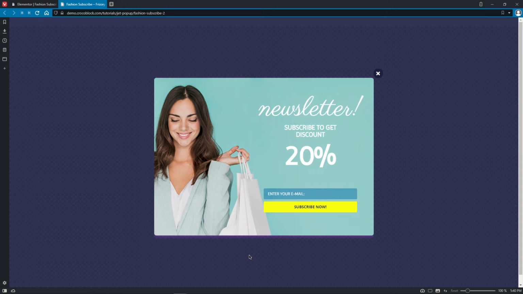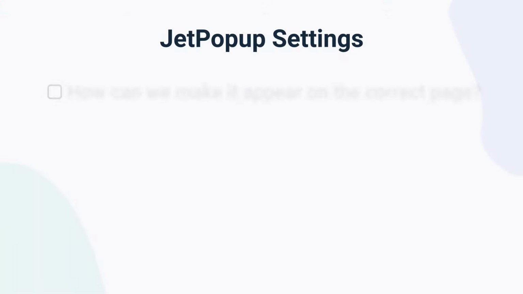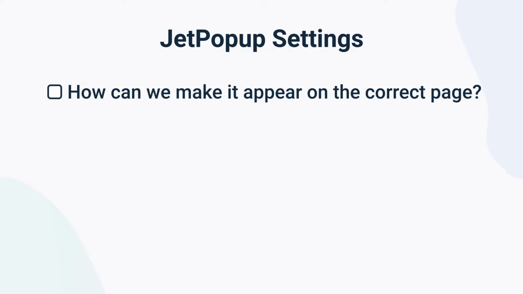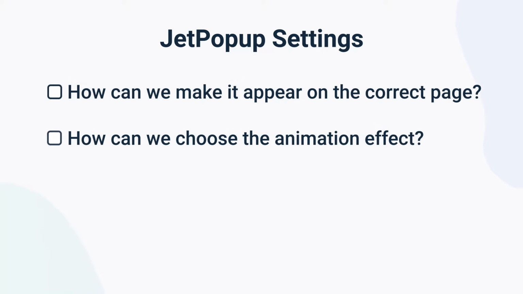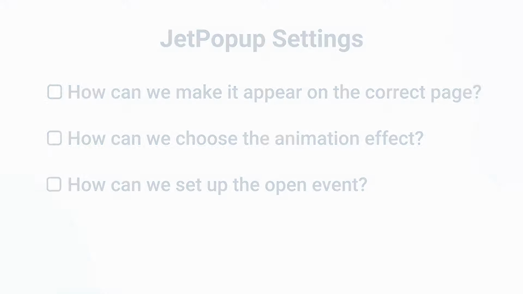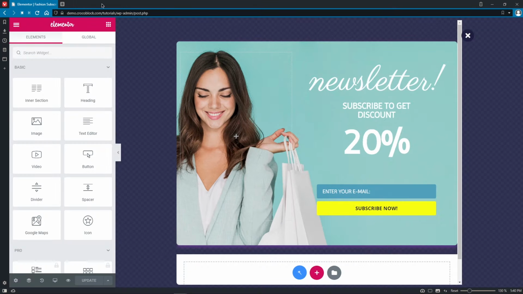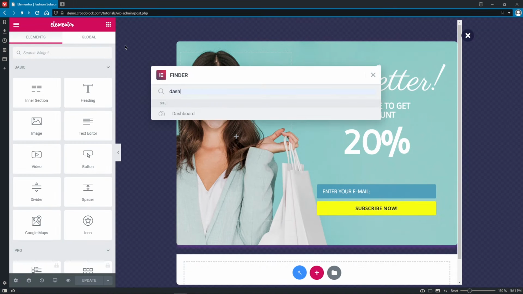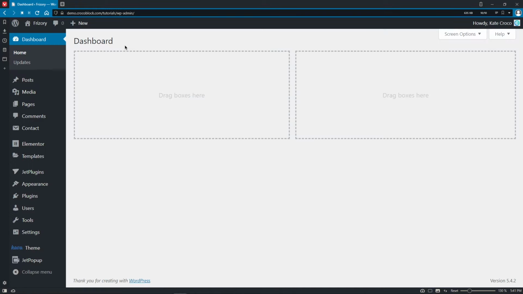Okay, we just played with the style, but what about the pop-up settings? How can we make it appear on the correct page? How can we choose the animation effect? And how can we set up the open event? Don't worry guys, all these questions will be answered in just a few minutes. Let's try to build a brand new pop-up from scratch together and cover all the JetPopup functionalities as we go.